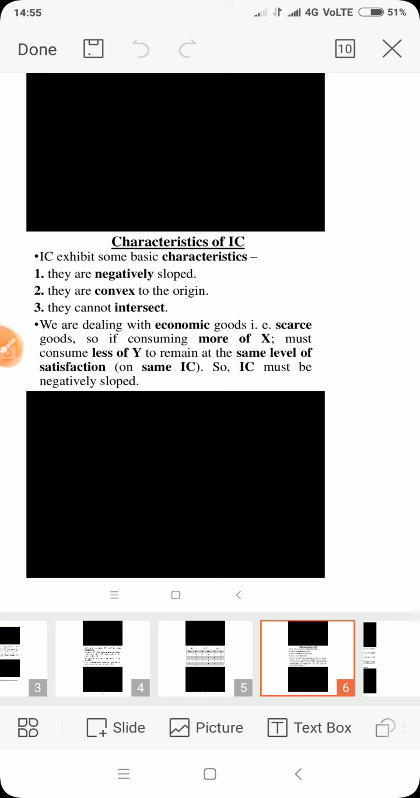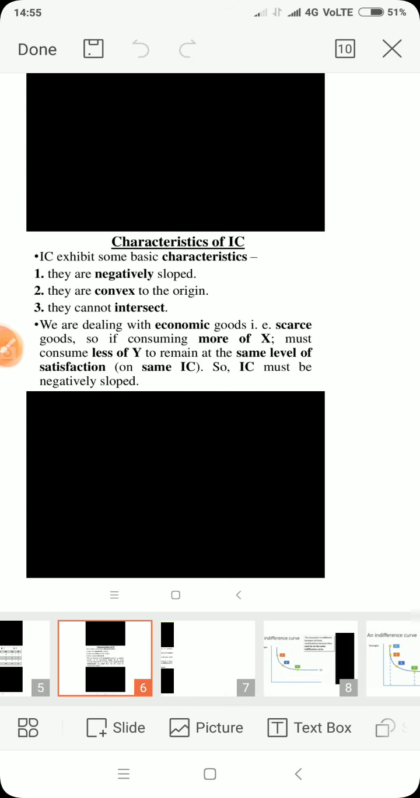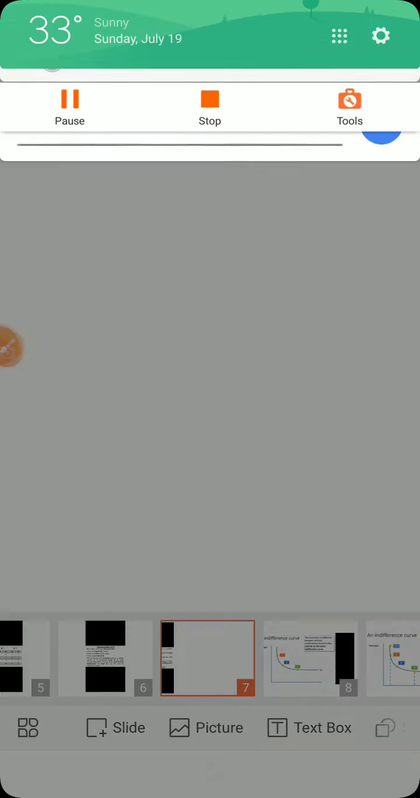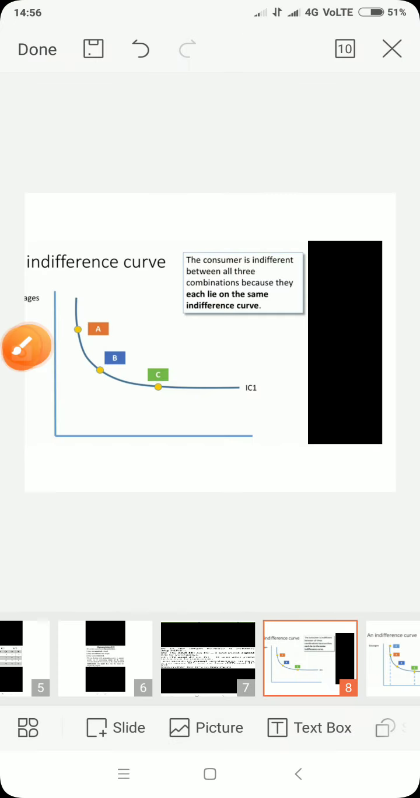And over here we are dealing with economic goods or scarce goods. Scarce goods means those having limited supply. Clear? So the indifference curve must be negatively sloped. So we can say the consumer is indifferent between all three combinations, or we have discussed the four combinations. He has equal satisfaction at each combination because each lies on the same indifference curve.